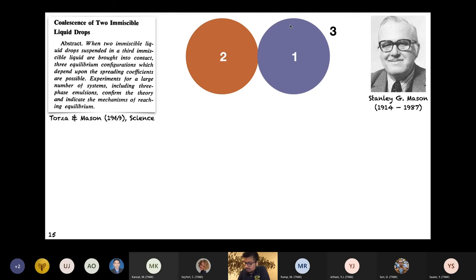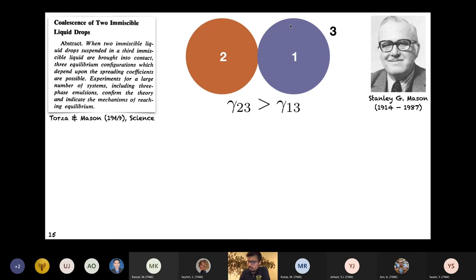This paper is from 1969, but I really would urge all the experimentalists here to go and look at the figures in this paper. They're amazing, at least by my standards. They look really nice. So we have two droplets. They come in contact, and we will see what will happen.